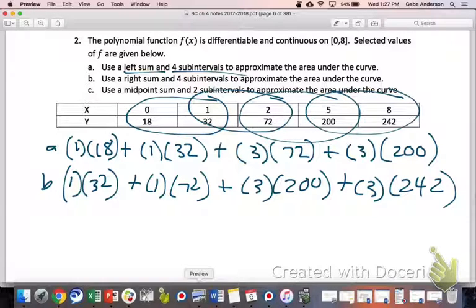Okay, so it's really important we be able to distinguish between a left sum and a right sum. As silly as that sounds, I want to make sure we do that right and not mix them up. You guys all okay with that? Yeah. Okay, now the midpoint sum is the one we talked about a little bit there at the end.